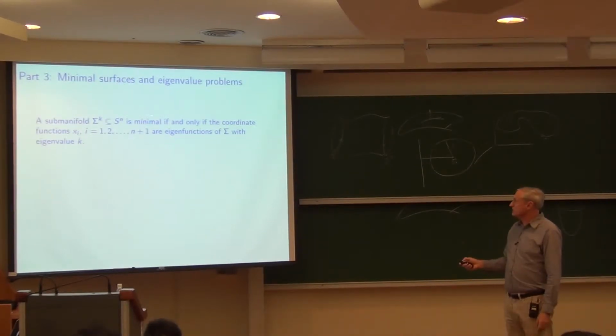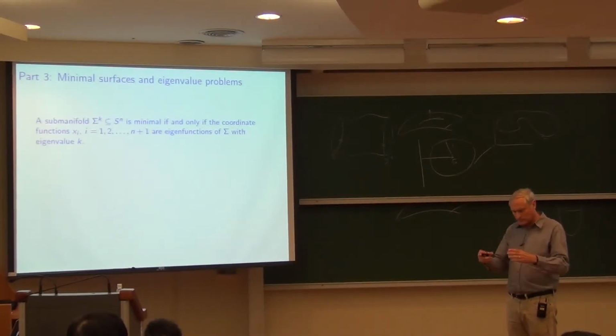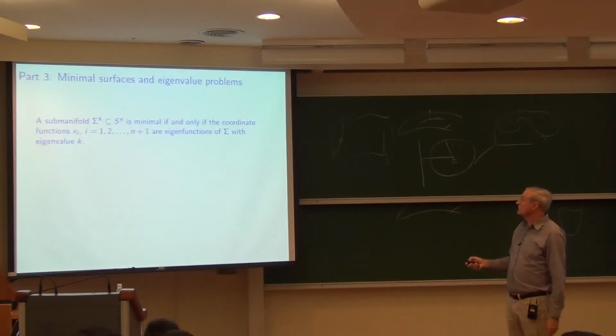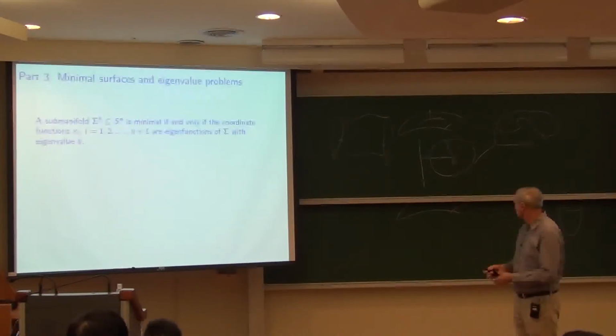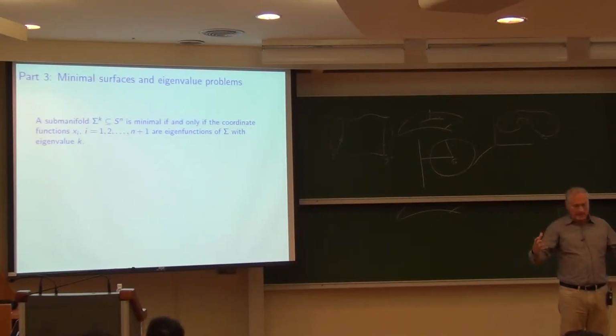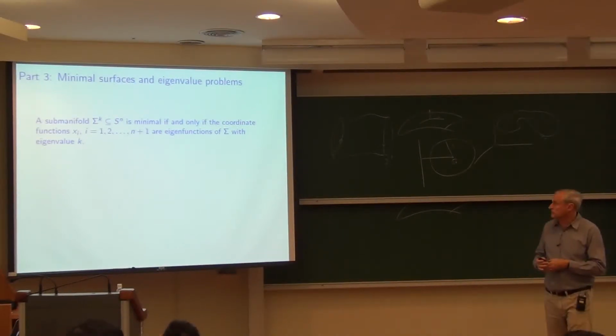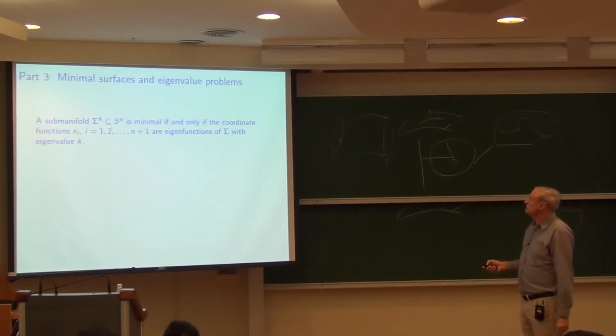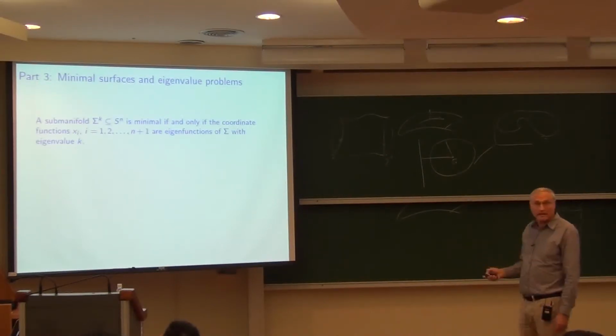It turns out that if I take a submanifold sigma, it's minimal if and only if the coordinate functions, of which there are n plus 1, since Sn is contained in Rn plus 1, and we just think of the ambient coordinate functions as functions on sigma. The theorem, or really the calculation, is that sigma being minimal is equivalent to saying that the coordinate functions are eigenfunctions with eigenvalue k.